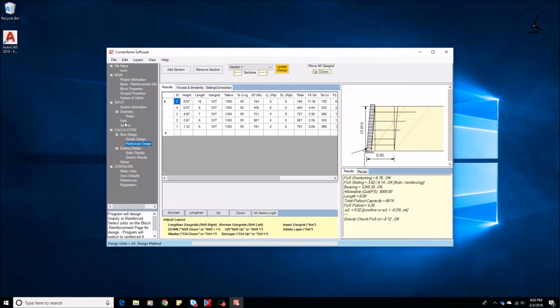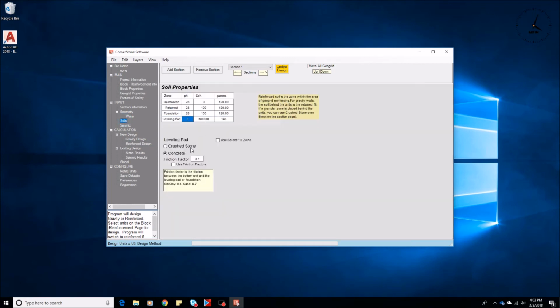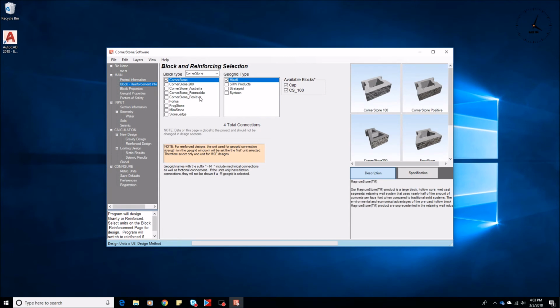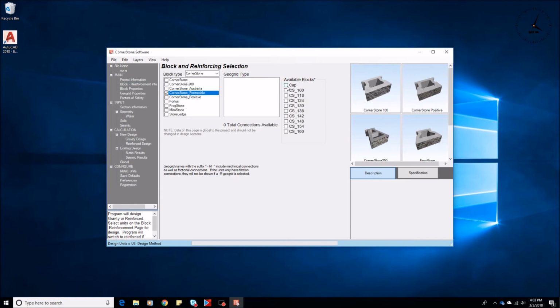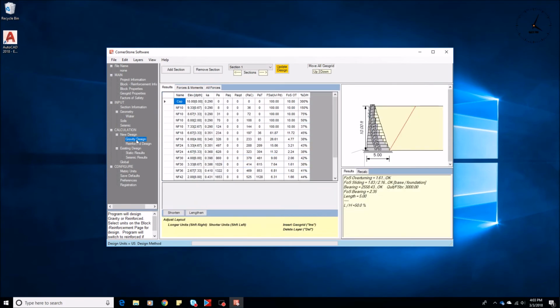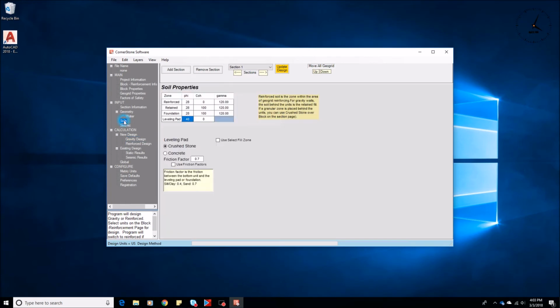There is a little bit of difference between a gravel leveling pad and a crushed stone leveling pad. If we do, let's go back up here and look at the Cornerstone permeable. Let's do them all. Okay, there we go, 10-foot high wall. We've got a 5-foot base unit in here. That's stable.